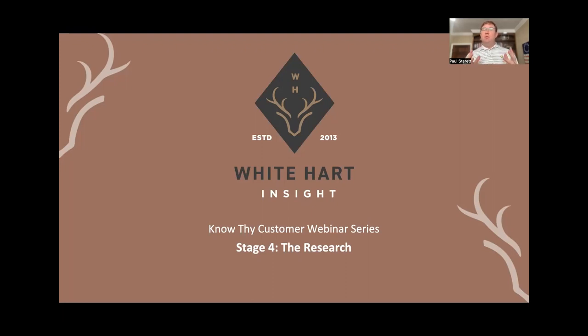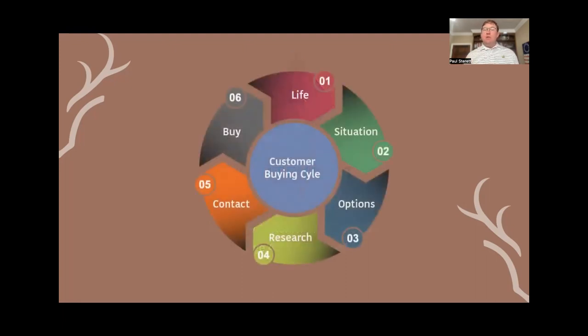And in this installment, we will be taking a look at the research stage of your customer's buying cycle. And just to give you a little bit of a review, these are the 6 stages of your customer's buying cycle that we have looked at and will look at. So we've gone through stages 1 through 3: life, situation, and options. Today, we are going to take a look at research. Then in the next 2 installments, we'll take a look at contact and buy in your customer's buying cycle.